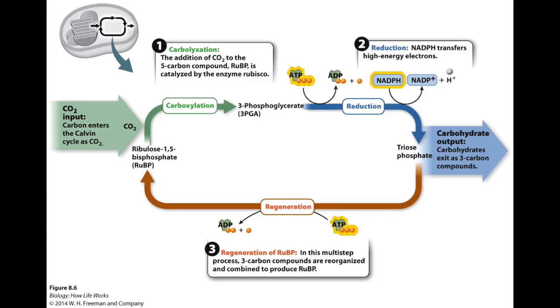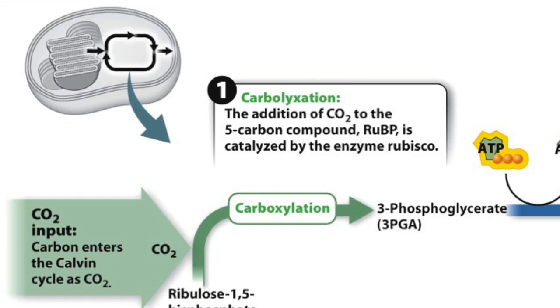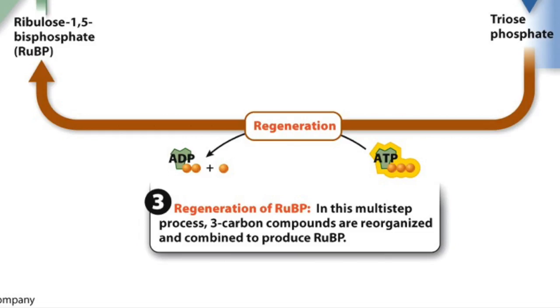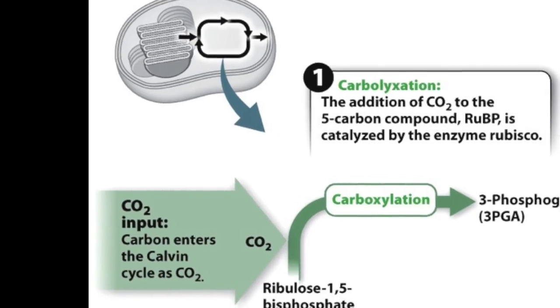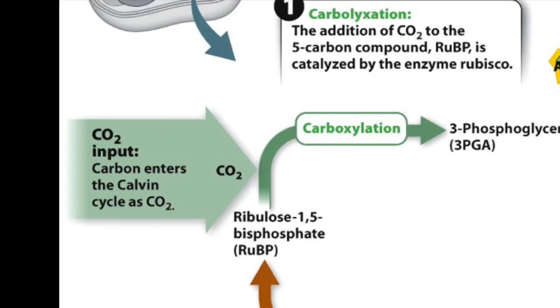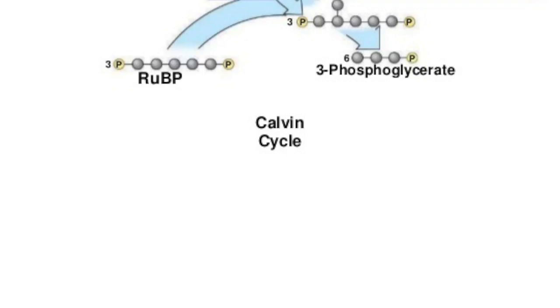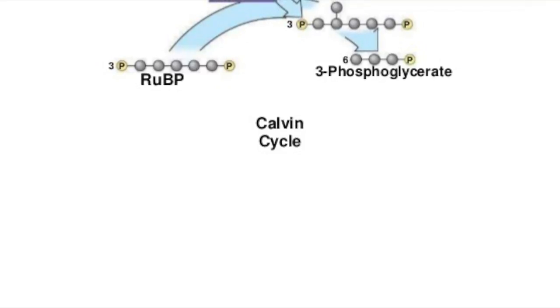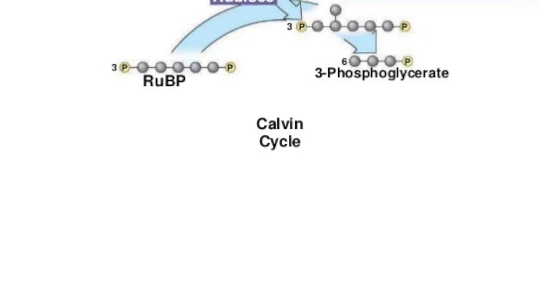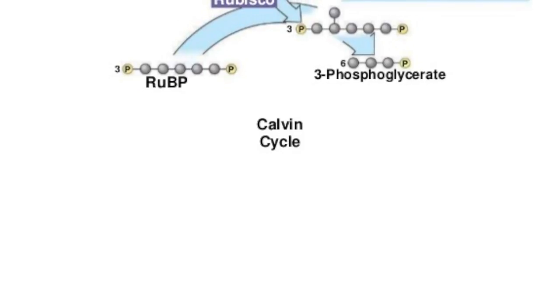It can be summarized into 3 main steps: carboxylation, reduction, and regeneration. The first step is the addition of carbon dioxide to a 5-carbon sugar named ribulose 1,5-bisphosphate. It is catalyzed by the enzyme ribulose bisphosphate carboxylase oxygenase, or Rubisco for short. Photosynthetic cells produce a lot of this enzyme.